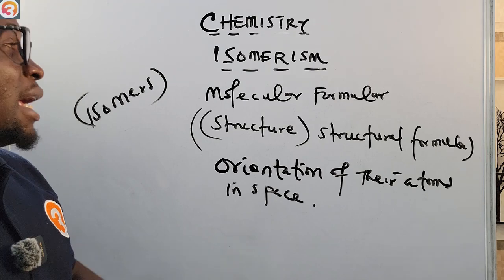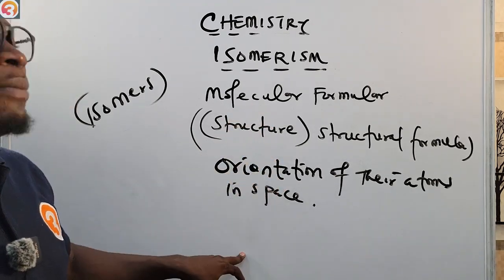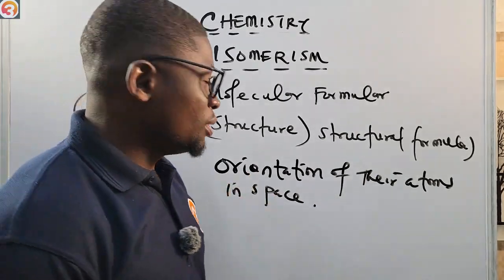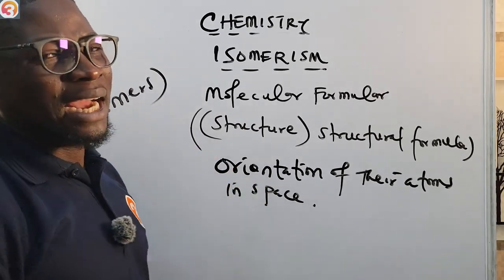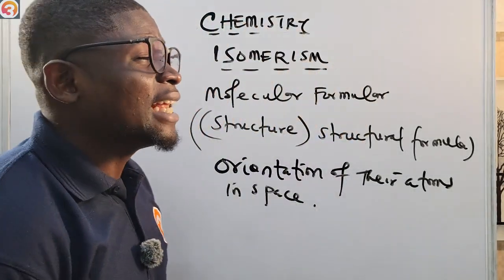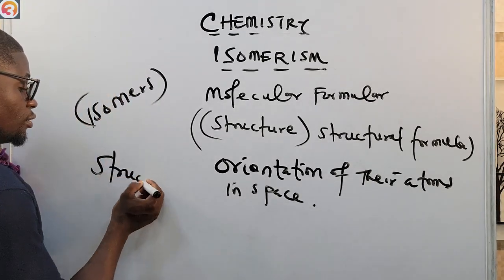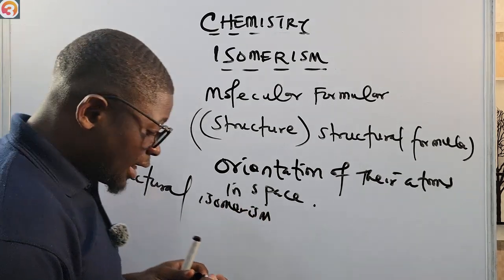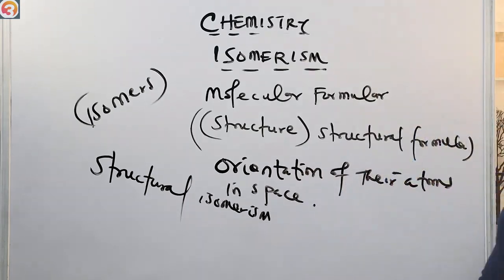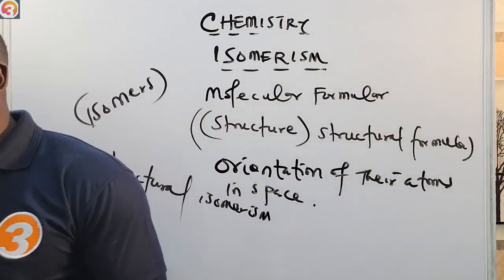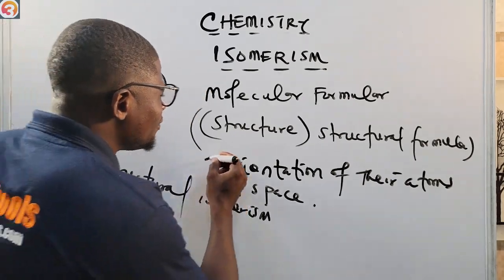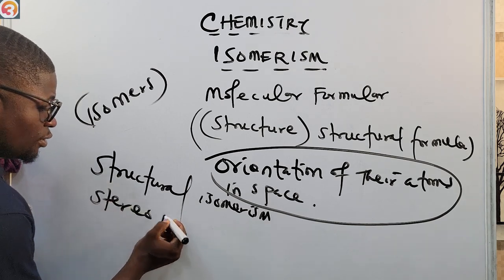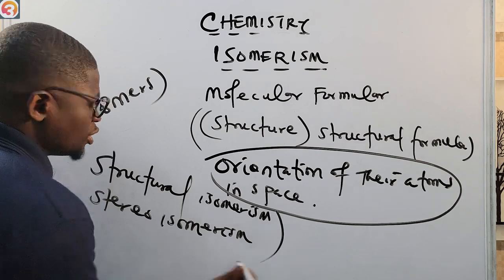On other times they may have the same molecular formula and even the same structural formula, but they will differ in the orientation of their atoms in space. We call organic compounds that show this isomers of one another. If they differ by their structure, we call this structural isomerism. But if they differ in the orientation of their atoms in space, we call it stereoisomerism.